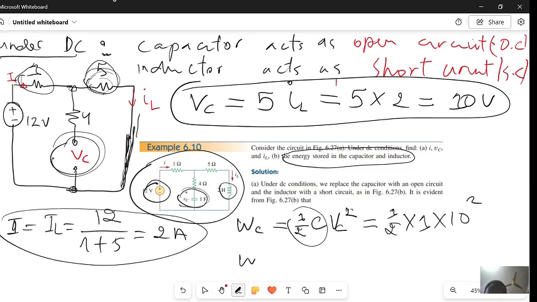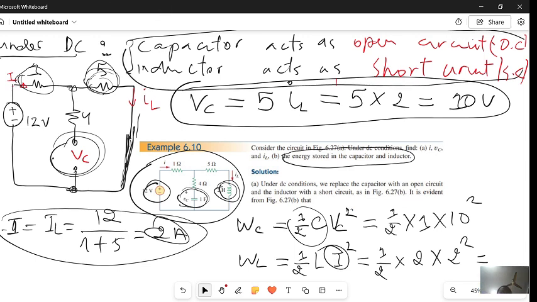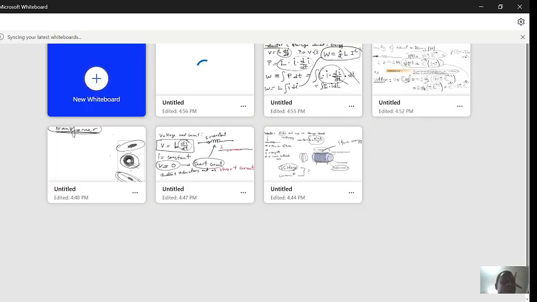Now, how to determine the energy stored in the inductor? It is 1 by 2 L I square. The L gives me 200, multiplied by I square, where the current through this inductor is 2 ampere. If we have this kind of exercise, we have to know these two hints. When we know them, it will be easier to solve the question. Let's see another example.